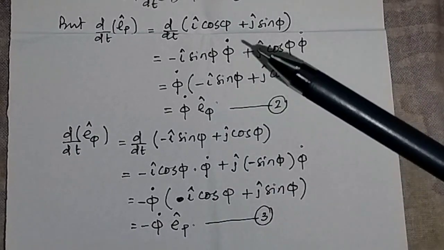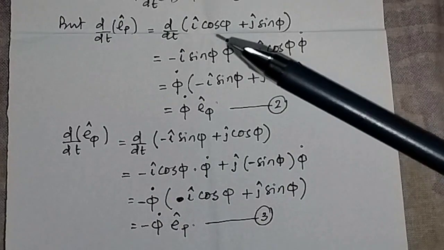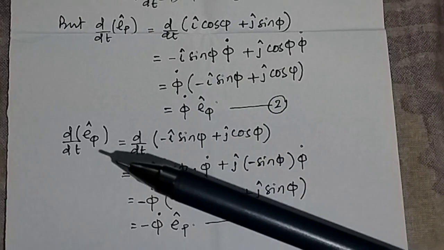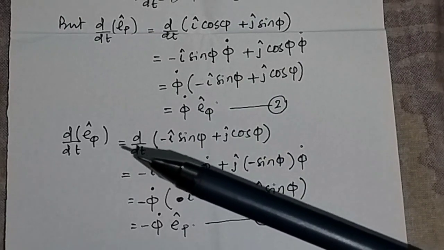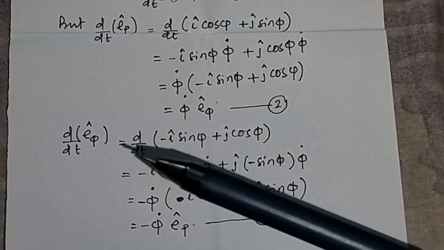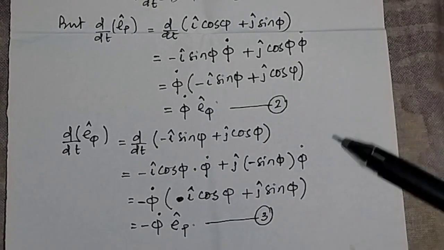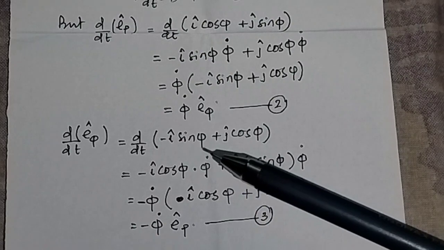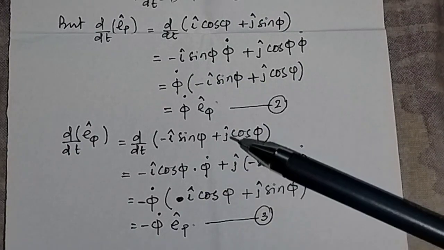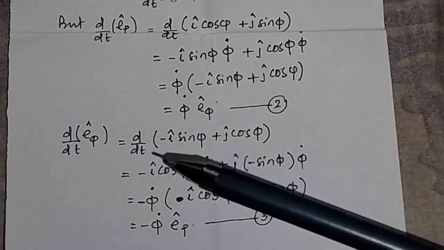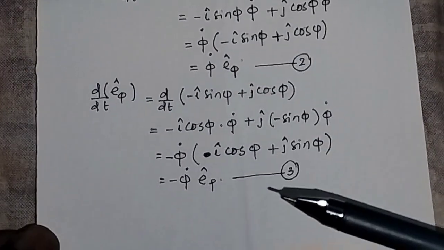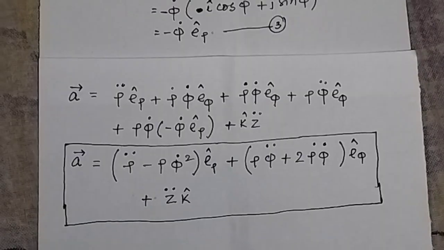e_ρ cap. I have explained in the previous video how e_ρ cap is equal to i cap cos φ plus j cap sin φ. Similarly, I have also explained how e_φ cap, the unit vector along the azimuthal plane, is equal to minus i cap sin φ plus j cap cos φ. Then you substitute the values of these in equation 1 and calculate the expression for the acceleration.